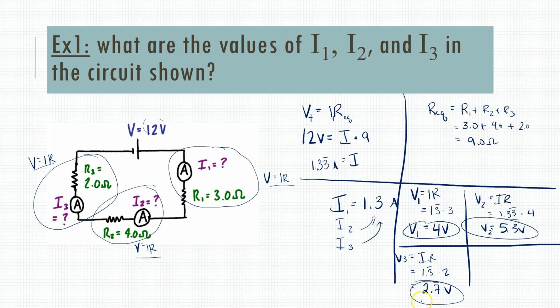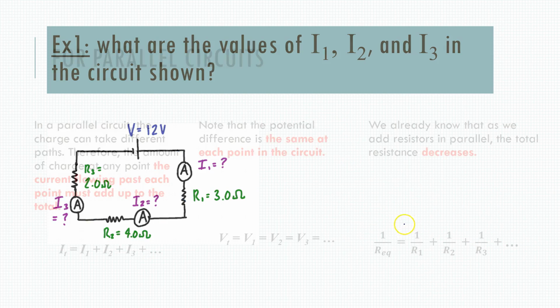Now, if we add all of those up, it should add up to 12. So we've got 4 plus 5.3 plus 2.7. What do we get? 12. So I'm just showing you some additional questions that I could ask.